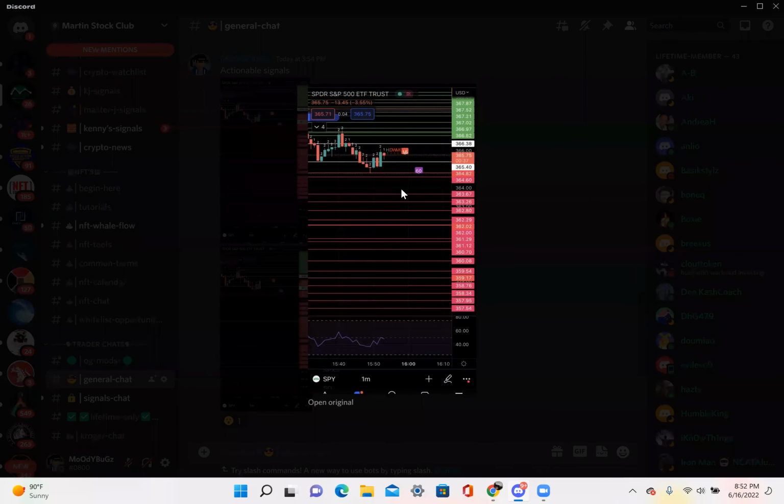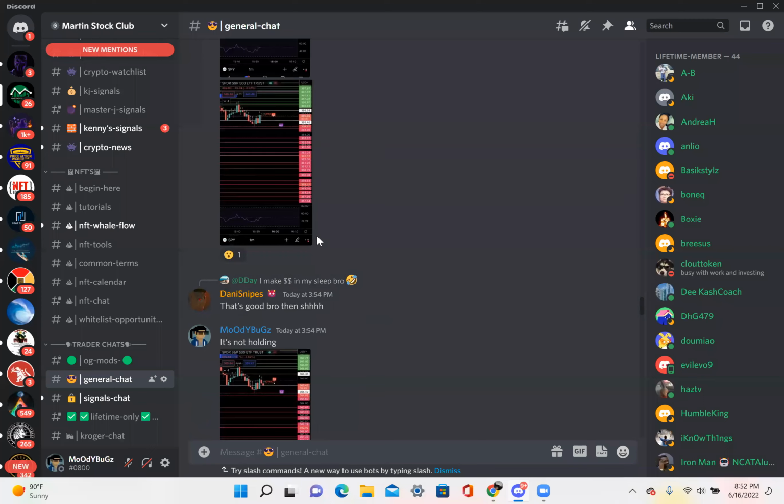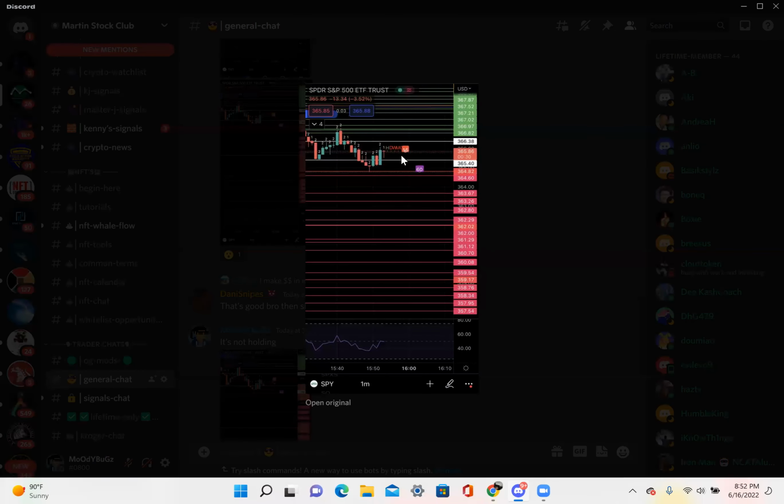Because it's not an inverted pin bar, right? But it's a possible. It's not saying that it will do it, but it tends to do it. What do we see after that actionable signal? Another actionable signal, just like this one. First we seen a pin bar, now we see the dragonfly.